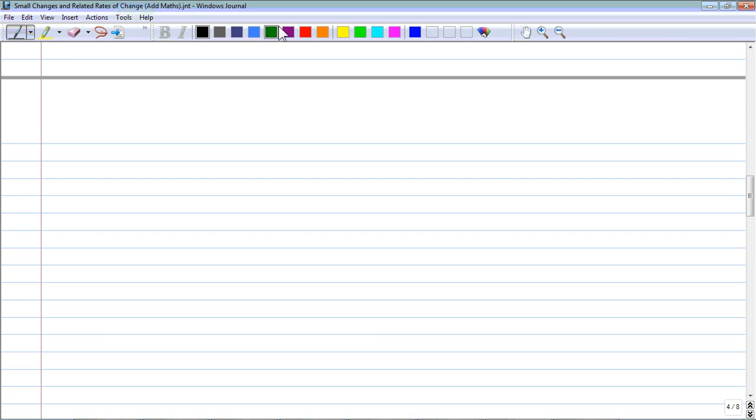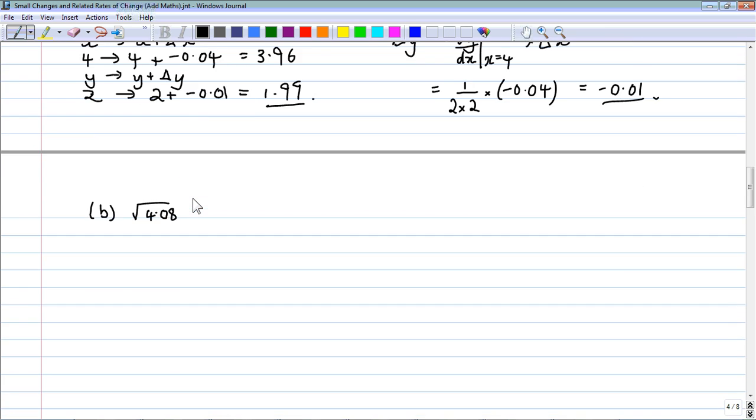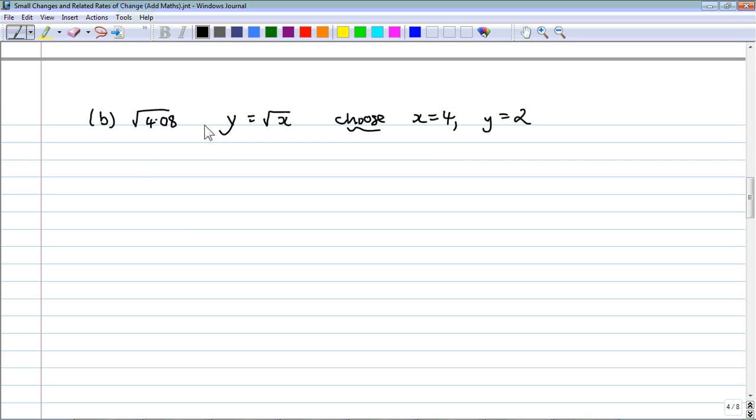Okay, so for part B we're dealing with the square root of 4.08. So again, we're using the formula. Let's remind ourselves. Y equals root x. Choose x equals 4 and y equals 2. Now what's delta x? Delta x, the change in x, is 0.08. That's still a small number, so our approximation will be okay.